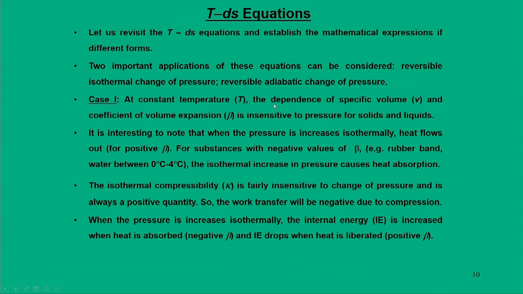We will see in the first category, that is a reversible isothermal change in the pressure, or at constant temperature, we will note that the dependence of specific volume and coefficient of volume expansion is insensitive to pressure for solids and liquids. The other important point we are going to note is that when the pressure increases isothermally, heat flows out. That means heat comes out for substances for which beta is positive, and for substances with a negative value of beta, we will see that an isothermal increase in the pressure will cause heat absorption.